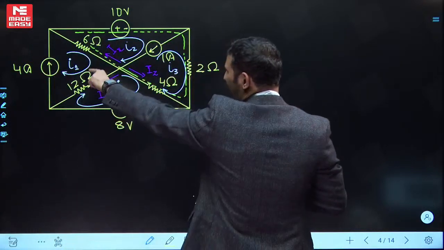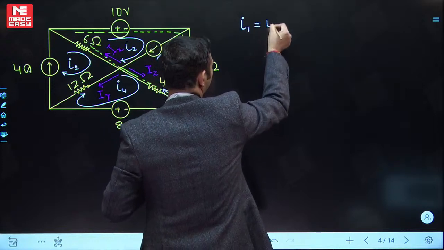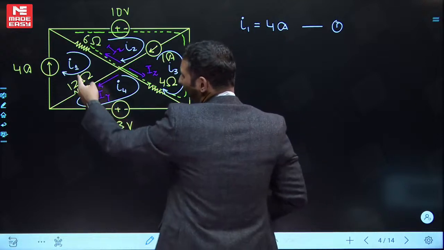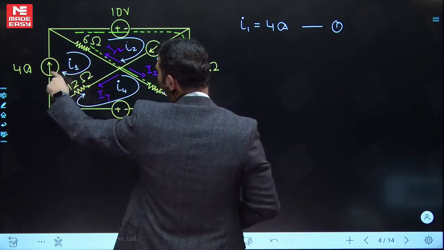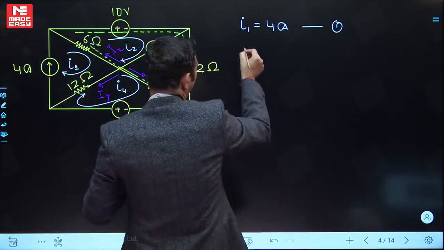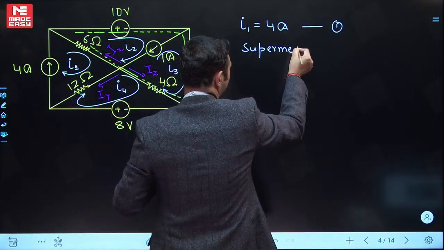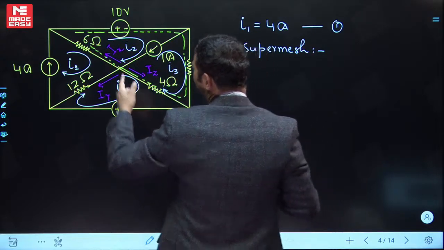If I go for the first one, you can straightforwardly see the current I1 is equal to 4 ampere, from mesh 2. I1 is like this, 4 is also like this. So I1 is coming equal to 4 ampere. Next, let's develop the super mesh. I am applying the KVL in the super mesh. Let's start from here.